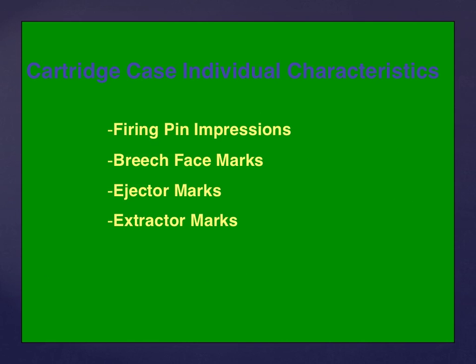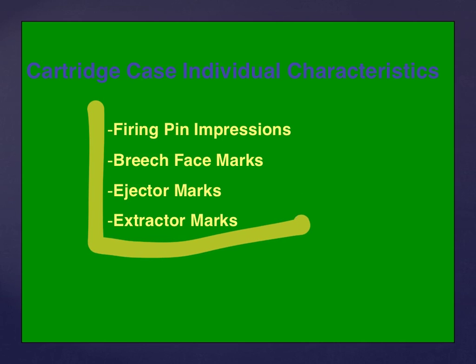Right, just like we can tell class stuff, we can also tell some individual things from cartridges, including firing pin impressions, breech face impressions, ejector marks, and extractor marks. And we'll talk about what these things are in a little bit, but please make sure that these things are known and highlighted.